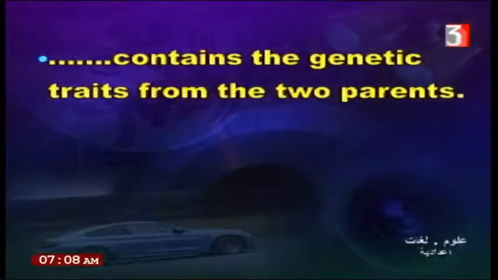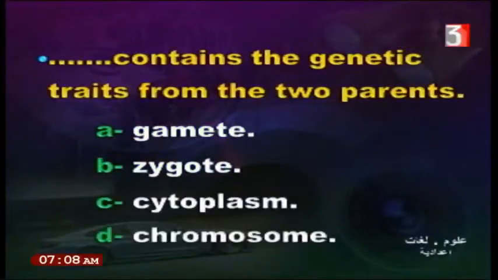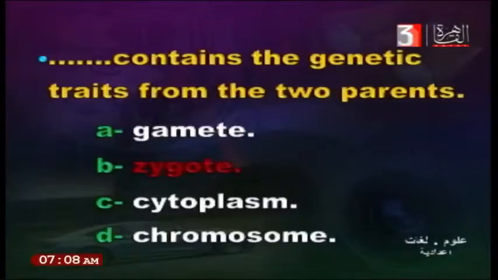The blank contains the genetic traits from the two parents. What is the structure that contains genetic traits from two parents? Gamete, zygote, cytoplasm, or chromosome. Try to think. Right, of course, it's zygote. Zygote is formed by the fertilization process from the combination of sperm and ovum, or in other words, male gamete and female gamete. So it contains genetic traits of the two parents. Next one.